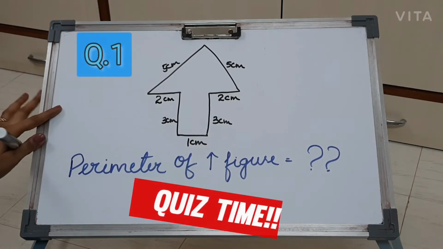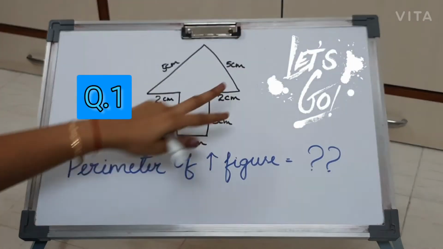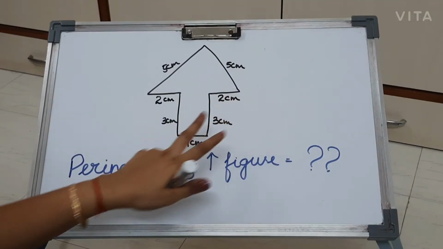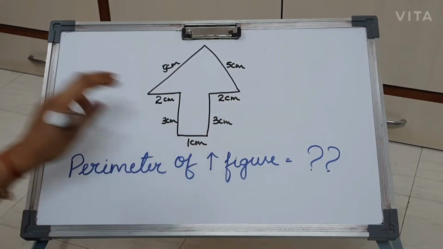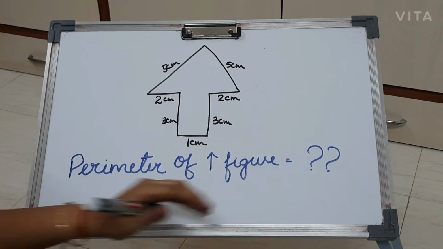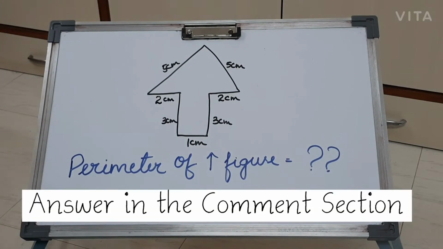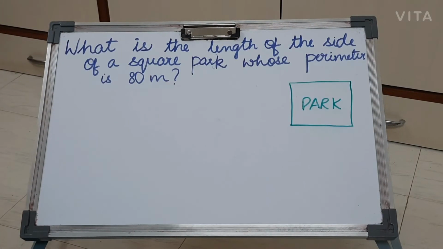So this is a question for you all. 5 centimeter, 5 centimeter, 2 centimeter, 2 centimeter, 3, 3 and 1. You have to find the perimeter of this figure and ping me the answer in the comment box. Okay. So let's start another question.